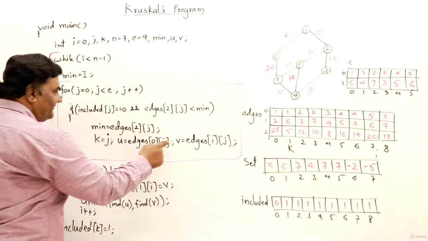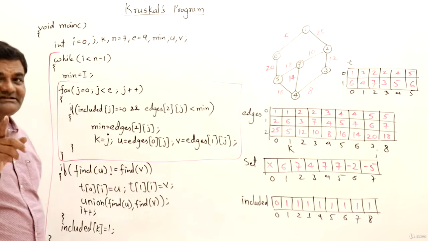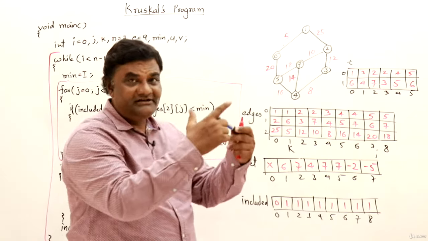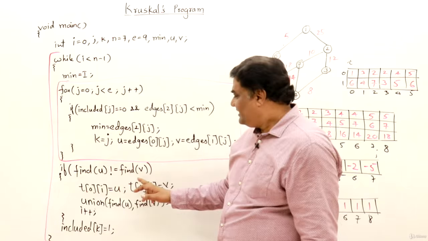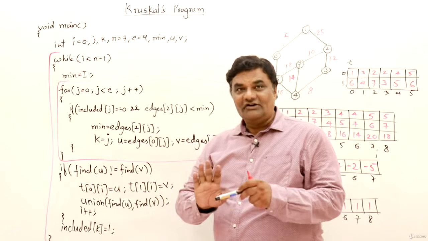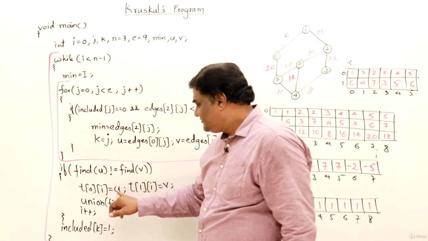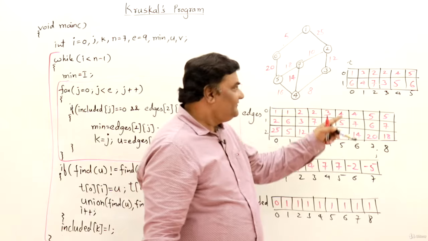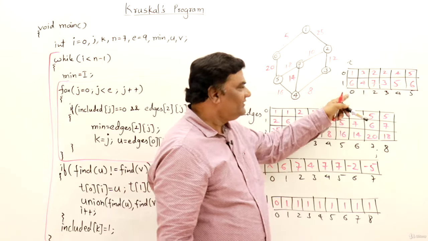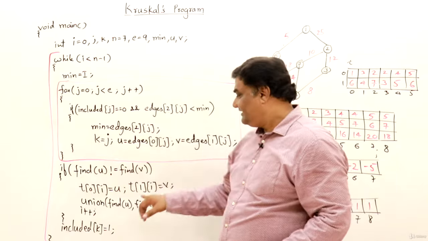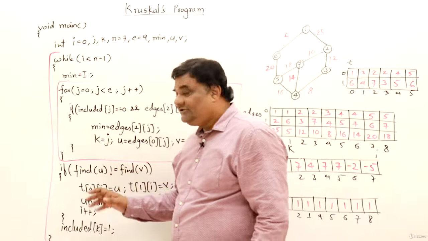So once you got u and v, find out that when you perform find, they should not be the same. Result of find means their parent should not be the same. If the parent is the same, it's forming a cycle. So if the find of u and find of v are not equal, it's not forming a cycle, so include u and v in the solution. So u and v inside t. This is t of 0, i and t of 1, i. Because I have used that there, so at that place write u, v. And perform union on u and v.